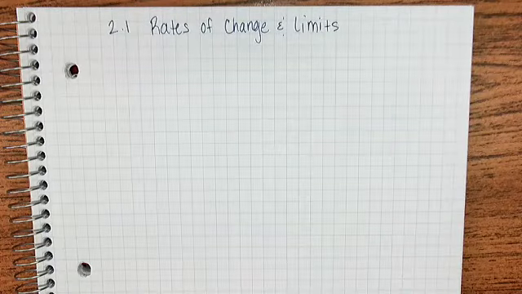Here we go, Spartan fans, section 2.1, rates of change and limits. For this lesson, you will want graph paper, your book, and your calculator.